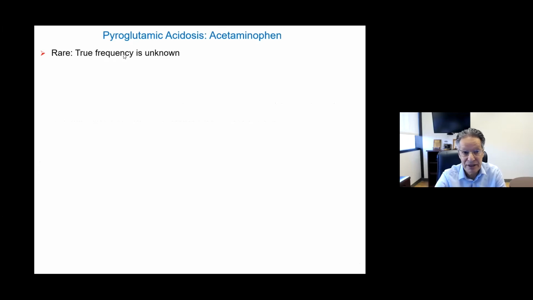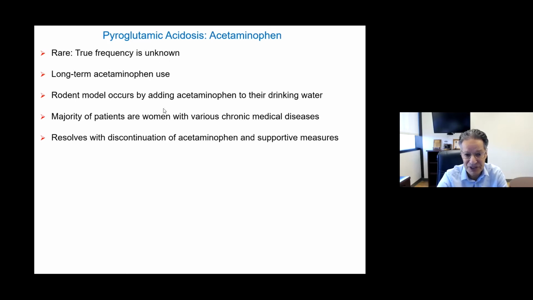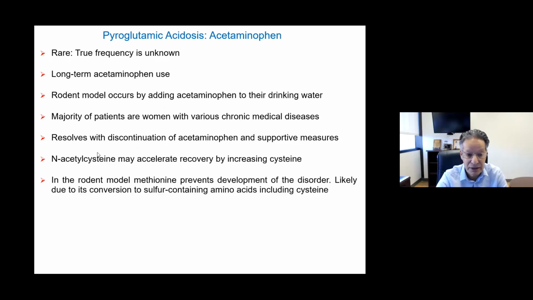As far as the acid-base disorder, its true frequency is unknown. It's usually associated with long-term acetaminophen use. There has been a rodent model where they just put the acetaminophen in the drinking water. The majority of patients are women, for some reason not well understood, with chronic medical diseases, and it resolves after stopping the acetaminophen. Some people have tried to give N-acetylcysteine, which may accelerate the recovery by increasing the cysteine concentration. And in the rodent model, methionine has been tried, likely due to its conversion to cysteine also. Some patients have actually been dialyzed.